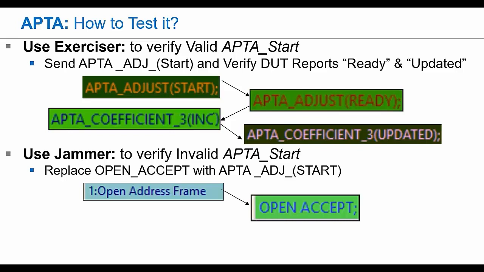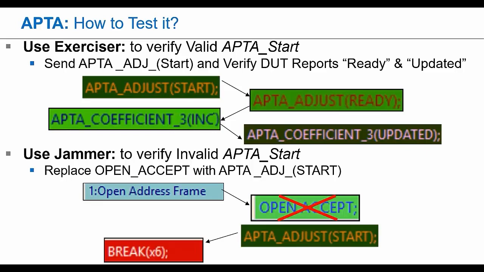You may also want to verify that devices don't respond to APTA requests, like during a data transfer. Here it would probably be easier to use the jammer. You could wait for one side to open a connection, then replace the open accept with an APTA start. A real device should ignore this and reply with break, even though the connection isn't established yet. The management layer should disable APTA as soon as it sends that open. So that's the behavior you're looking for.